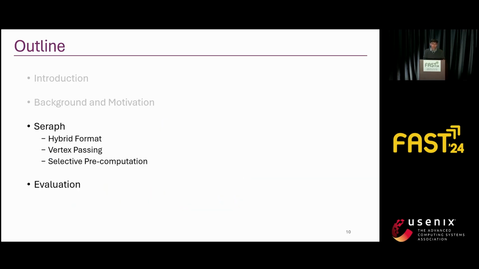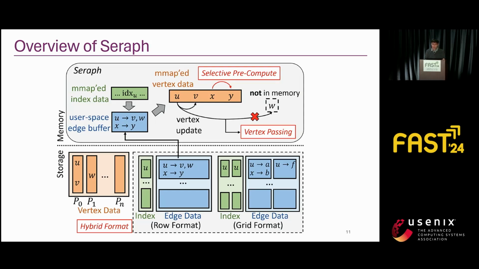For the next part, we will present our system, Seraph. We developed Seraph based on the principle of on-demand processing because of the motivation. Moreover, we propose three practical designs based on the framework of on-demand processing to achieve further performance improvement: the hybrid format, the vertex mapping, and the selective pre-computation. In the following, we will explain these techniques one by one.